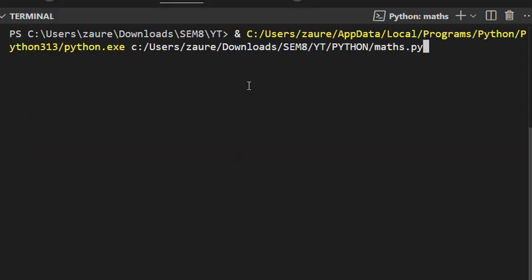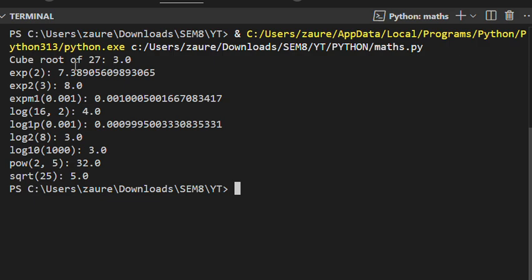Now we'll see all these outputs. So the cube root of 27 is 3, e squared is this, 2 to the power 3 is this, e to the power this minus 1, e to the power 0.001 minus 1 is this, so we are getting this as output.